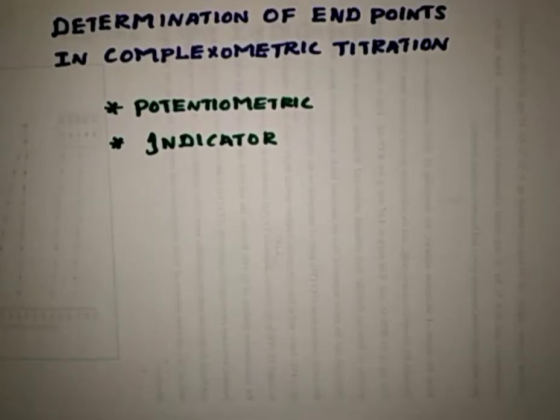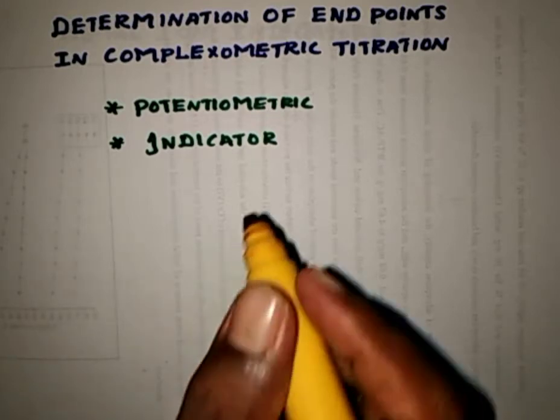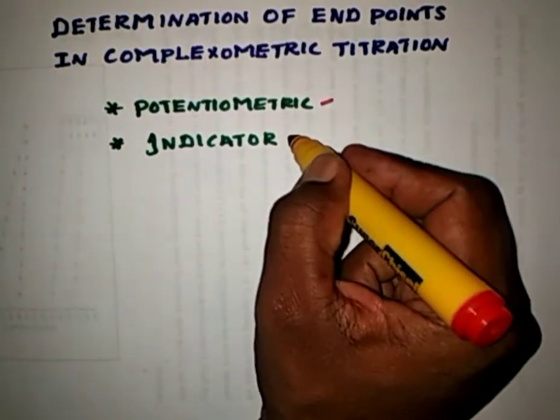Welcome students. In this class we are going to discuss metal ion indicators. Before that, if you want to determine the endpoint in complexometric titration, the endpoint may be determined using potentiometric titration or by using an indicator.